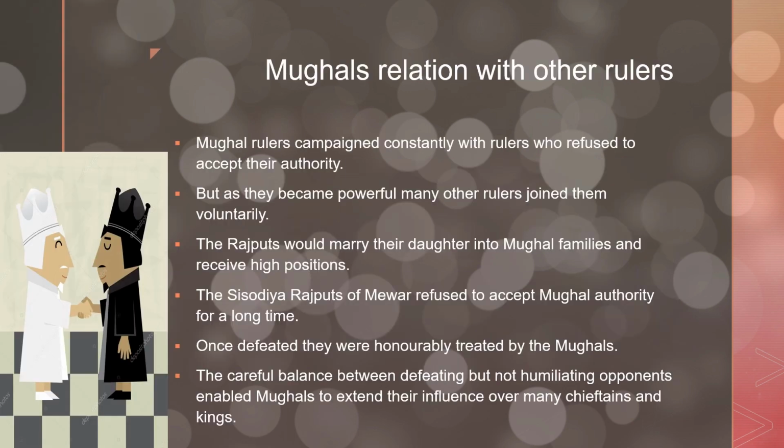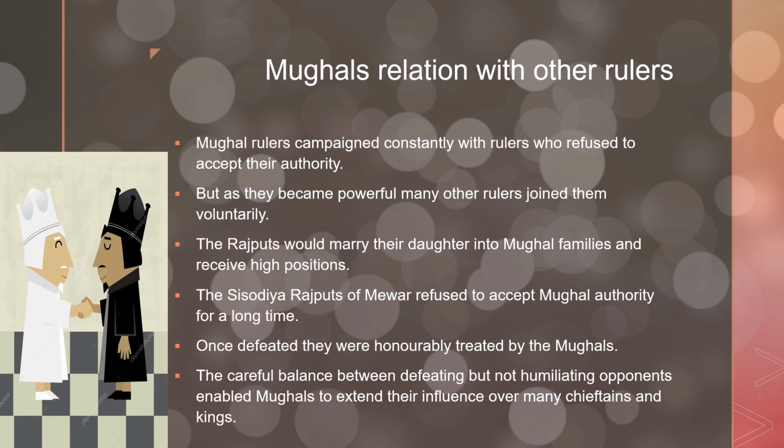Mughals' relation with other rulers. As we know, the Mughals expanded their kingdom and kept on expanding. As a result, they campaigned constantly with rulers who refused to accept their authority. But as they became more and more powerful, many rulers joined them voluntarily. An example of this are the Rajputs, who would marry their daughters into Mughal families and receive high positions in the empire.